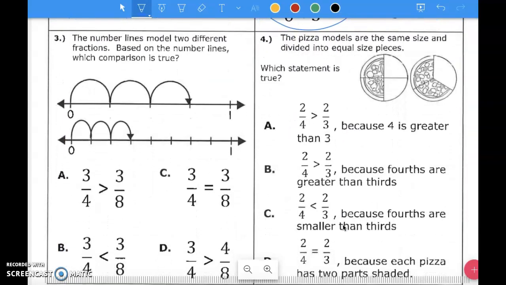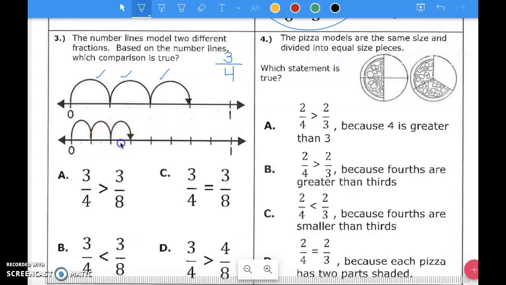Number 3, the number lines model 2 different fractions. Based on the number lines, which comparison is true? Before I even read those fractions, I need to understand what's going on here. So this is 1, 2, 3, 4 spaces. My number line is divided in fourths. How many jumps are there? 1, 2, and 3. 3 jumps. So that's 3/4. Let's do the same with the bottom one.